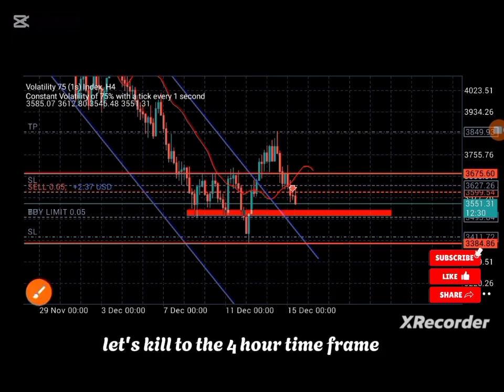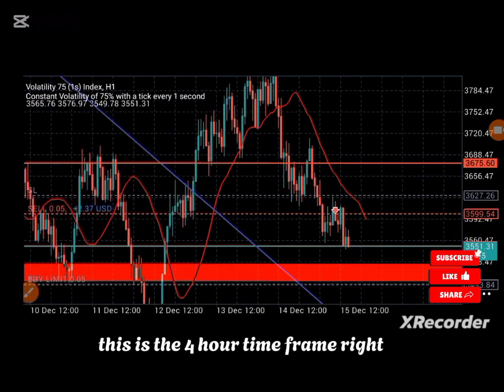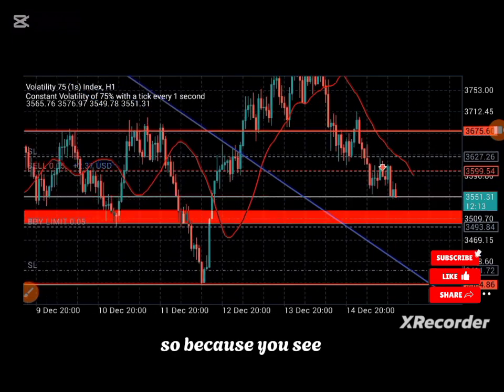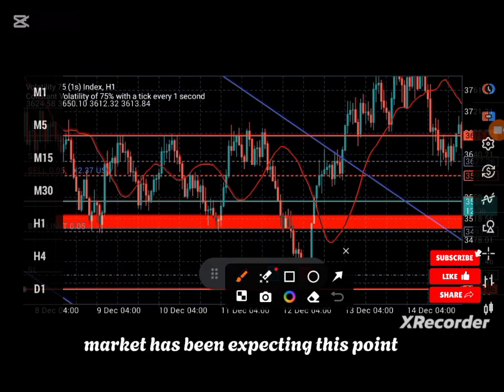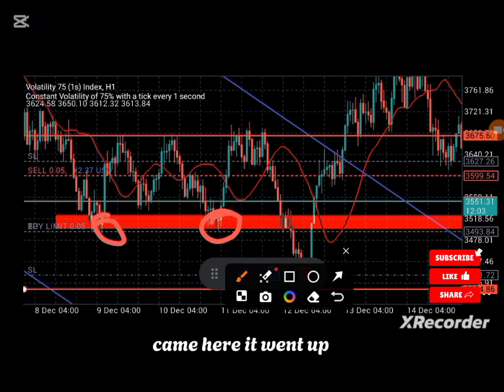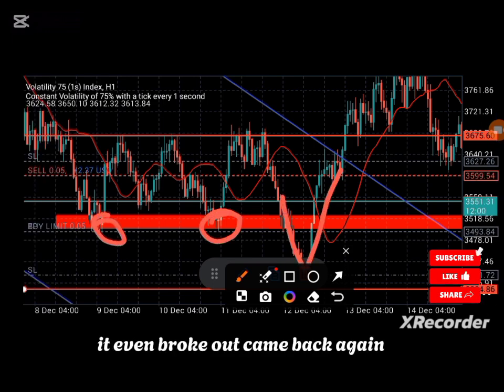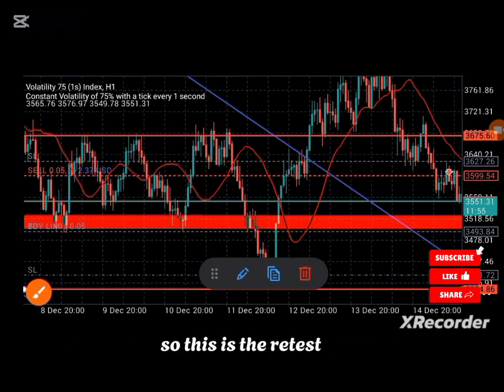Let's scale to the 4 hour time frame. This is the 4 hour time frame, right? You see, the market has been respecting this point here. It went up, came here, went up, even broke out, came back again, and then we should be expecting a retest, and then the market should go up. So this is the retest now.